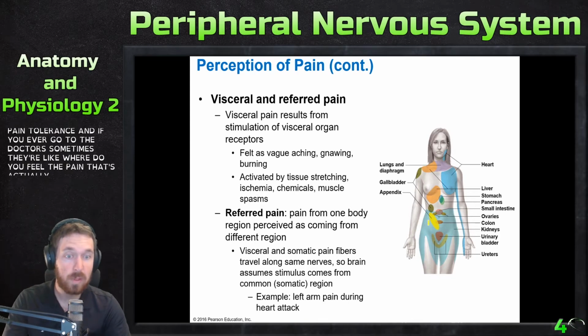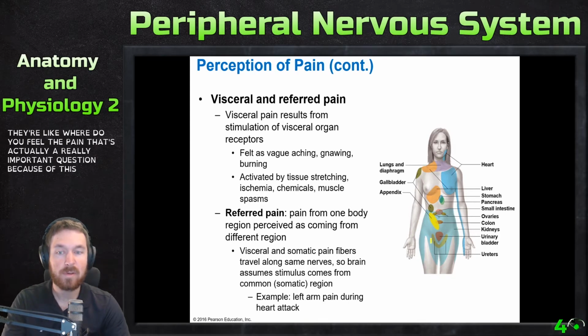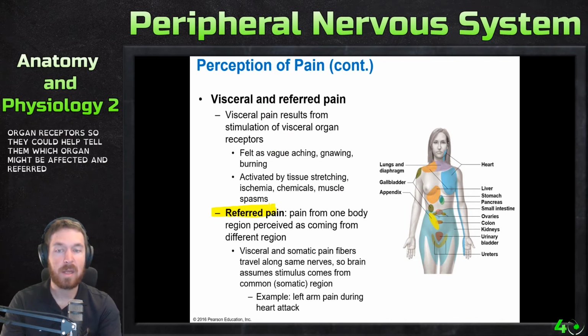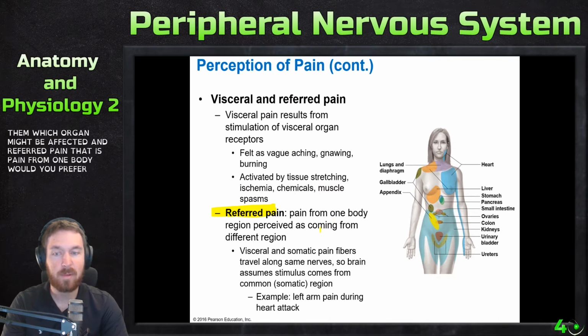And then if you ever go to the doctor, sometimes they're like, where do you feel the pain? That's actually a really important question because of visceral and referred pain. So visceral pain results from stimulation of visceral organ receptors. So it could help tell them which organ might be affected. And referred pain then is pain from one body region perceived as coming from a different region.